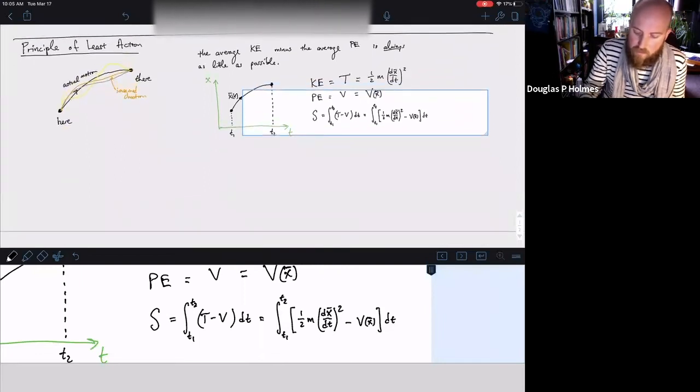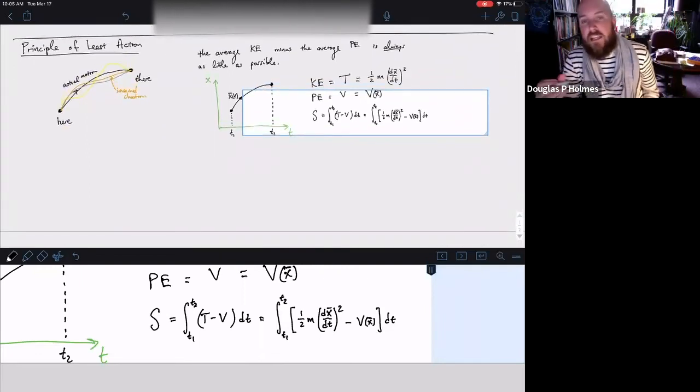So really, if you look at what this is saying, the average kinetic energy minus the average potential energy is always as little as possible. So what you want to do is impossible. You want to calculate the action for every single possible trajectory and then find the number that's smallest, and that's the path. But clearly you have to do that for an infinite number of paths. That seems like a pretty impractical way of doing it. But this concept of a virtual displacement or a virtual motion is going to help us here.